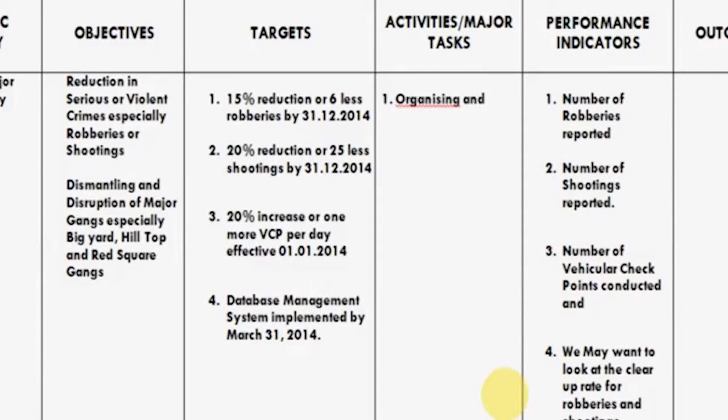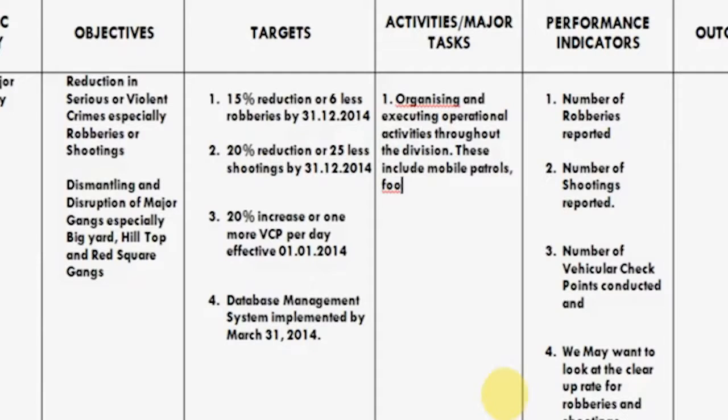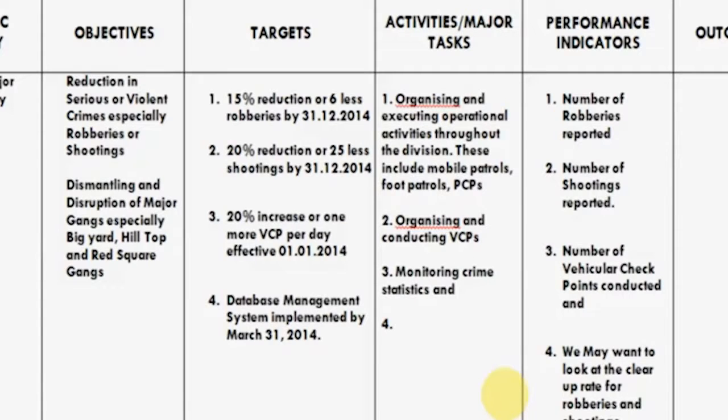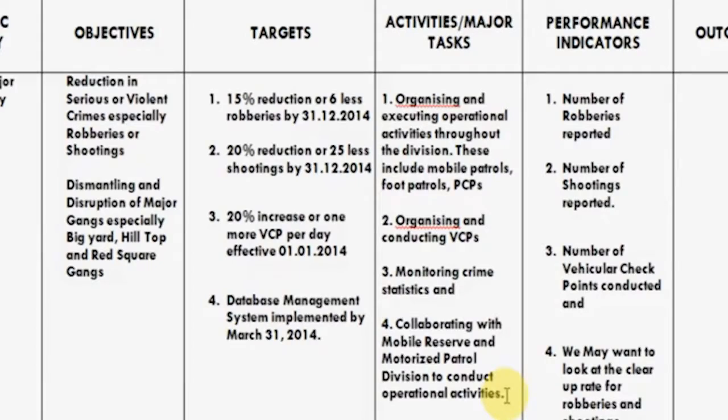These activities for the strategic priority reduction of crime would include: 1. Organizing and executing operational activities throughout the division. These include mobile patrol, foot patrol, and PCPs. 2. Organizing and conducting VCPs. 3. Monitoring crime statistics and 4. Collaborating with Mobile Reserve and Motorized Patrol Division to conduct operational activities.